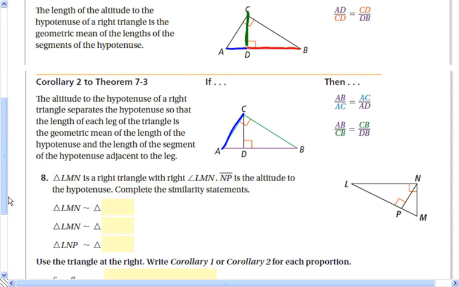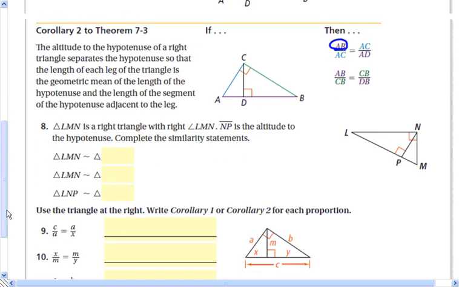AB and AD. So in other words, of the whole hypotenuse of the big triangle, the whole thing, to the little part that touches that hypotenuse on that little triangle. So AB, that's right here, to AD. Okay? And similarly, the hypotenuse of the medium-sized triangle, the green line, is the geometric mean of this length and the whole length of that hypotenuse. All right? So those are the ideas we're going to use here.